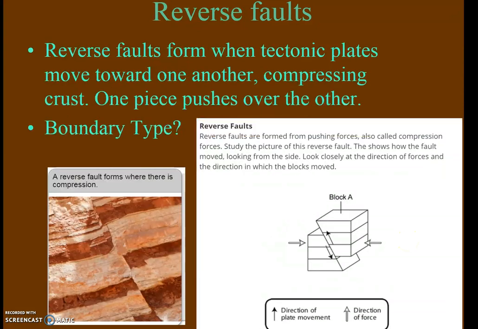In a reverse fault, the opposite thing is happening. The plates are moving towards each other, compressing the crust. One piece pushes over the other and creates this overhang. And this boundary type would be convergent because the plates are pushing towards each other.